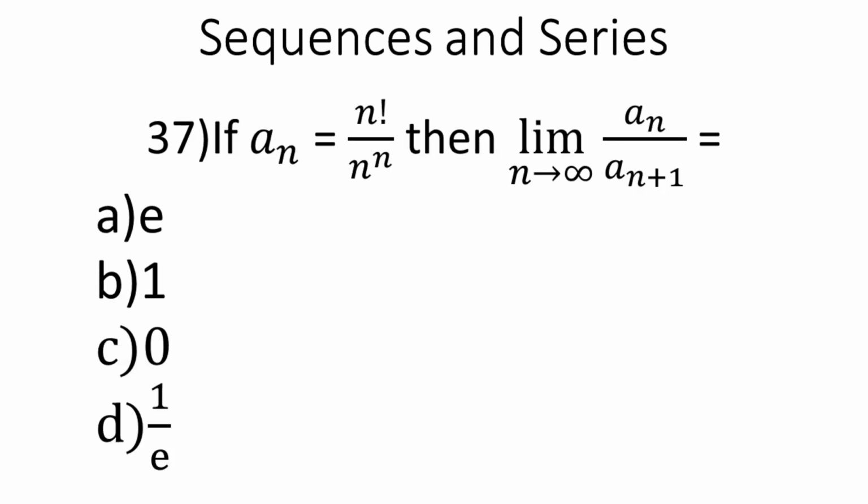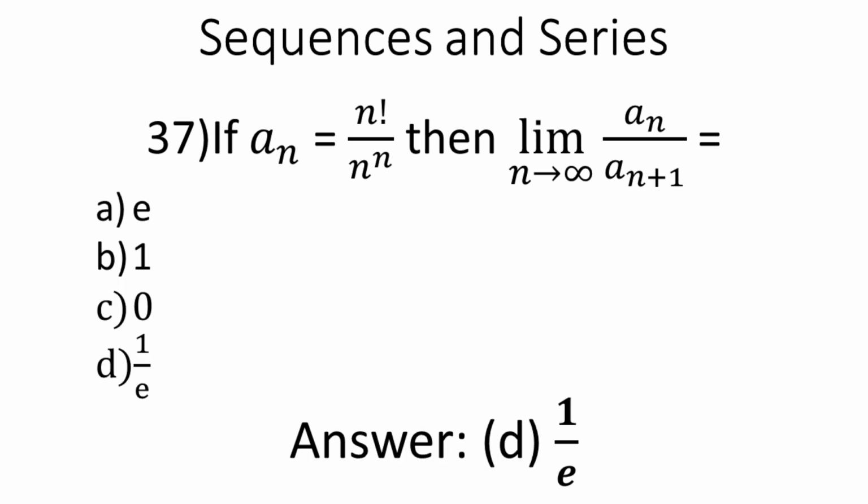Question number 37. If an equal to n factorial by n power n, then limit n tends to infinity an by an plus 1 equal to dash. Option D, 1 by e is the correct answer.